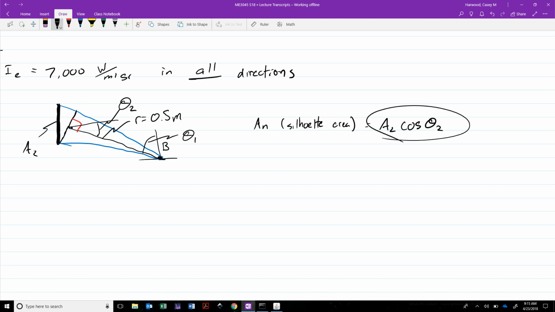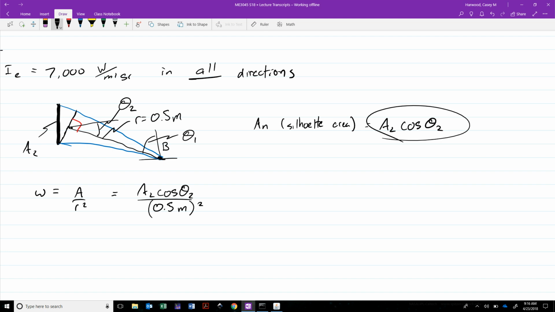That's the area that is occupied in terms of the visible space from B. That's the area that is actually sitting in the visible range from B. And so to find the solid angle, we've got our definition from before, where solid angle is equal to area over r squared, which in this case is going to be A2 cosine theta 2 over 0.5 meters squared.